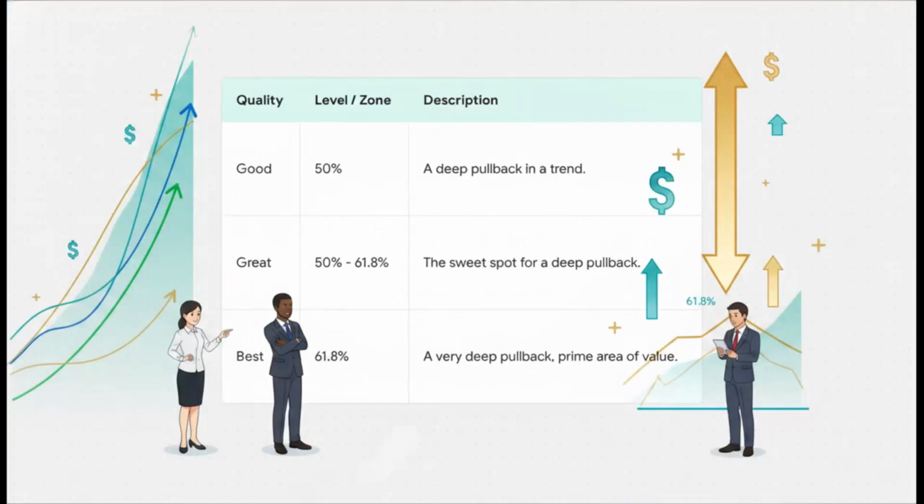Now look, forget trying to memorize a dozen different numbers. Let's just simplify this and focus on the ones that really matter. A 50% pullback? That's good. We like to see that. The zone between 50 and 61.8%, that's what we call the sweet spot. That's great. And the 61.8% level itself, that's the best of the best. That's a prime area where the big money often starts to step in.